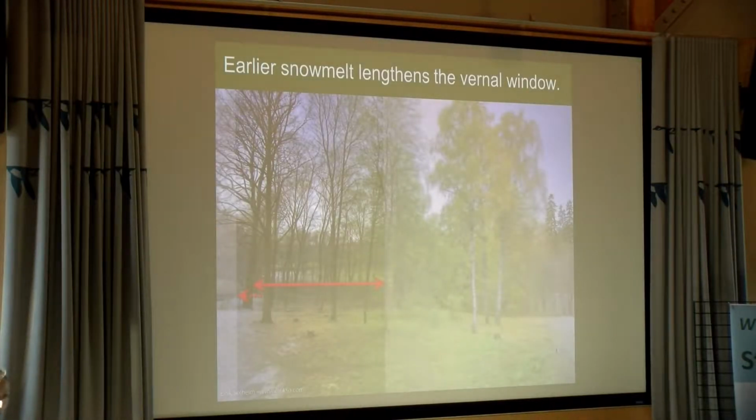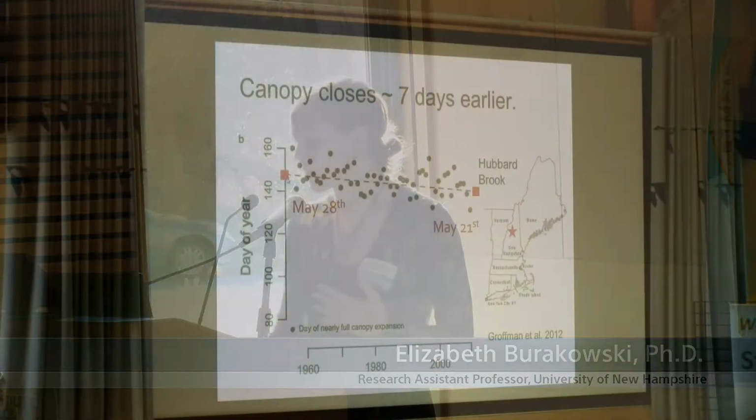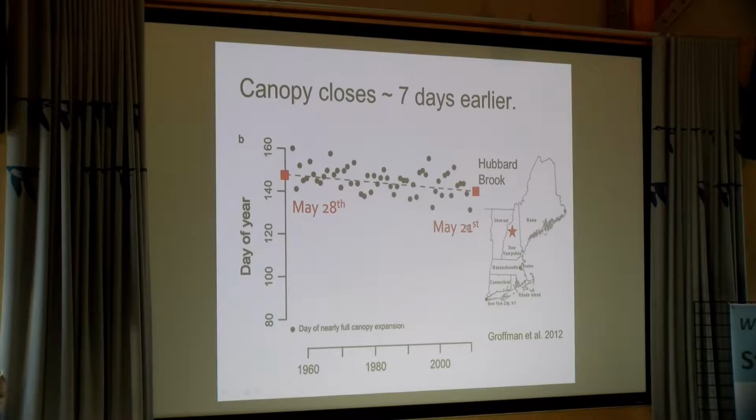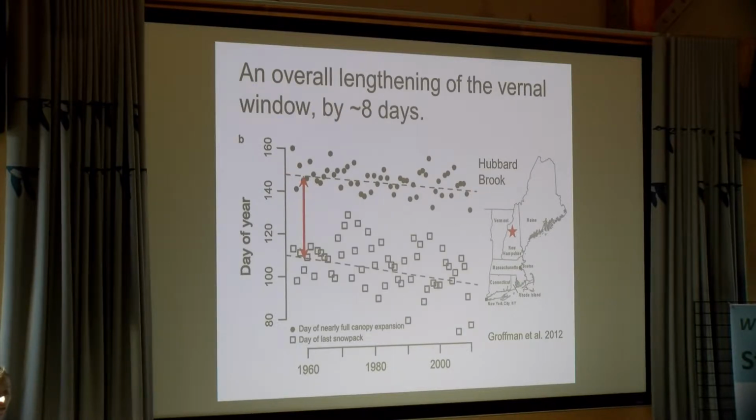Recall that that is marking the beginning of this vernal window. So you're lengthening it by having earlier snowmelt. What about canopy closure? Well, they have data for that too. They've been very, very robust in their data collection. And we can see that canopy closure has typically been occurring somewhere between May 28th and May 21st. So that too has been advancing, but not at the same rate. This is only occurring 7 days earlier. What that means overall is that the vernal window itself has lengthened by about 8 days. This is 8 more days of kind of muddish season.